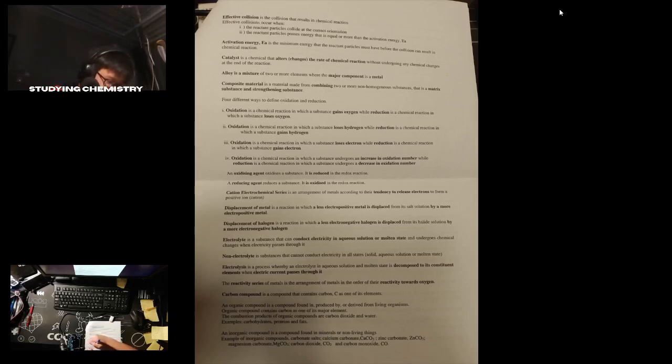Cation electrical series is an arrangement of metals according to their tendencies to release electrons to form a positive ion, cation. Displacement of metal is a reaction in which a less electropositive metal is displaced from its salt solution by a more electropositive metal. Displacement of halogen is a reaction in which a less electronegative halogen is displaced from its halide solution by a more electronegative halogen.